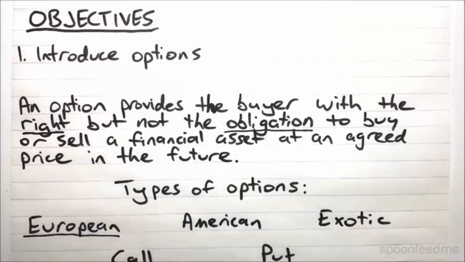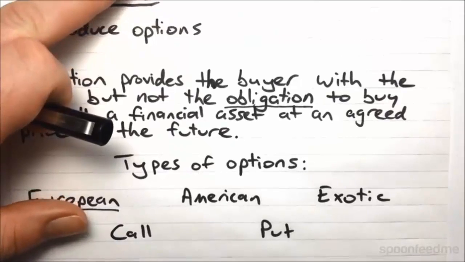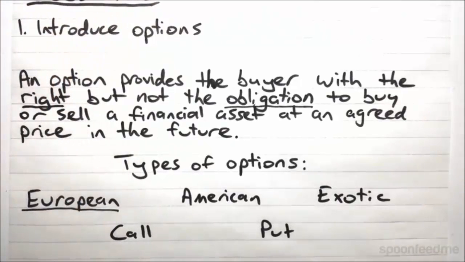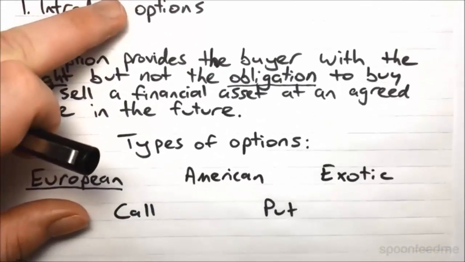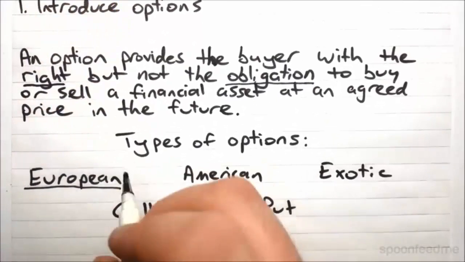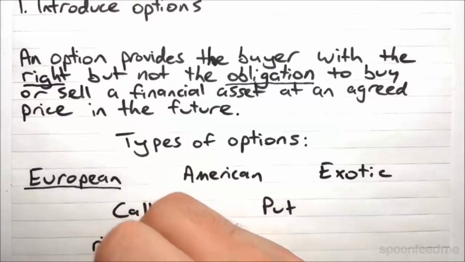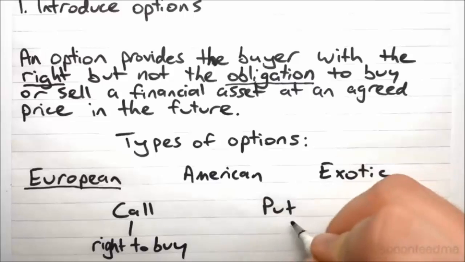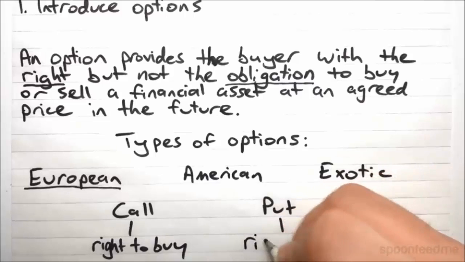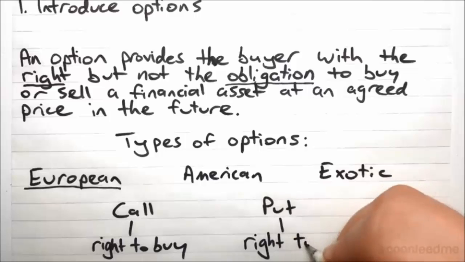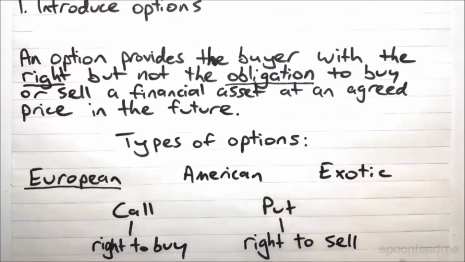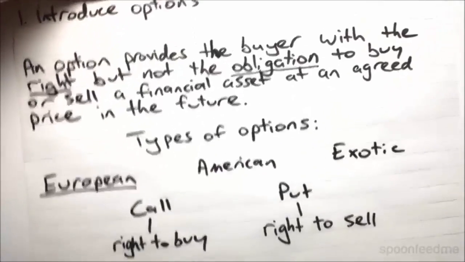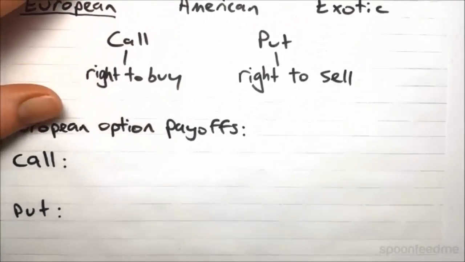Now, furthermore, we have two main types of options, the call and the put. And very simply, the call is the option that gives you the right to buy the underlying asset, and the put, conversely, gives you the right to sell the underlying asset. So very simple. Now, a major thing that we have to look at throughout this topic is payoffs on options.